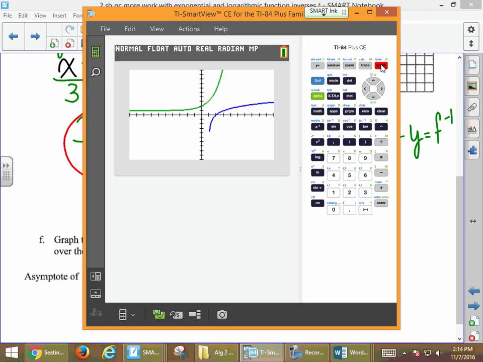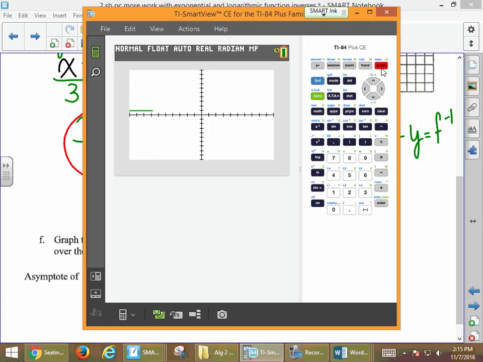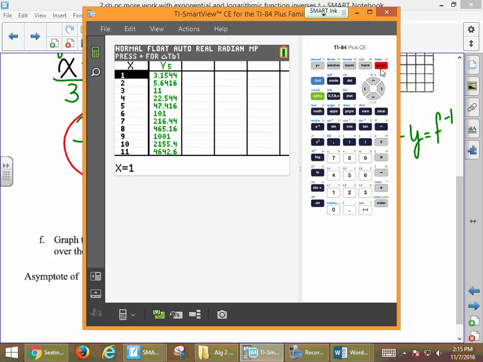A nice little feature of the calculator is that we can leave that blue graph in there without actually looking at it. We can leave the equation in there. We can go over to the equal sign and highlight it, hit enter, and now when we graph, we're only going to see the green graph. The only reason I want to do that is so that I can look at the table for just the green function, to get some values there.